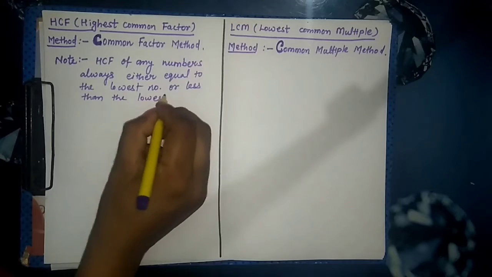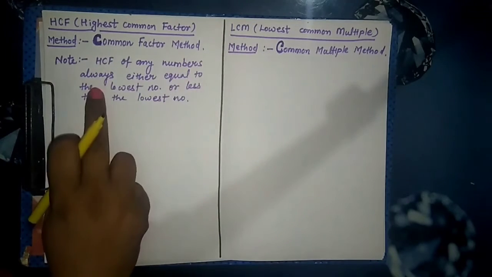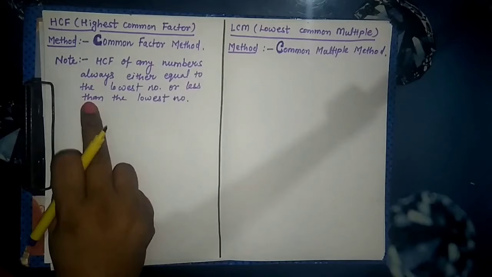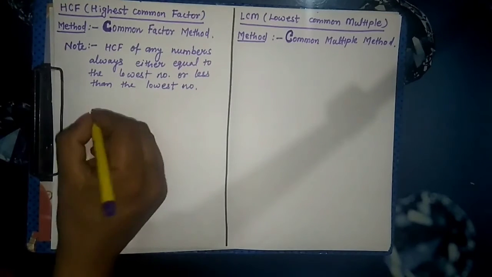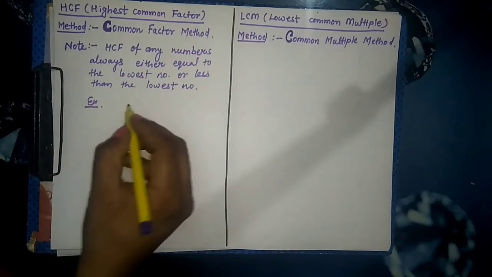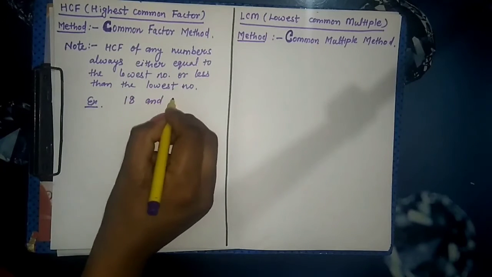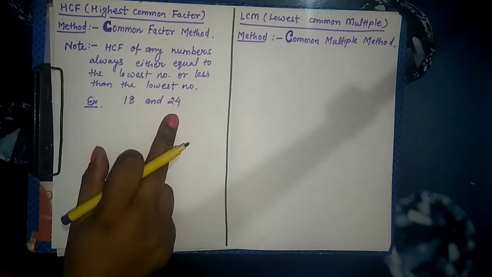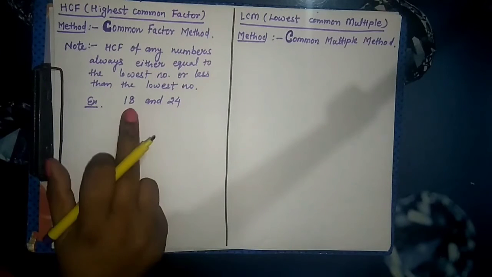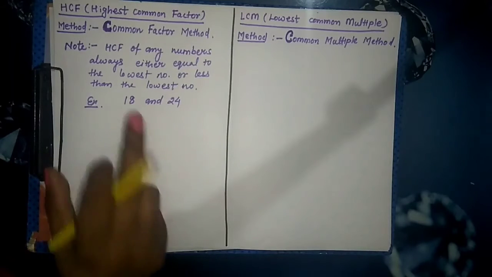See, HCF of any numbers is always either equal to the lowest number or less than the lowest number. Let's say this point and find HCF using this example. Let's take two numbers, 18 and 24. Here 18 is less than 24 and the HCF of these two numbers must be either equal to 18 or less than 18.